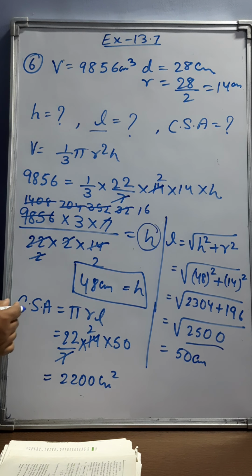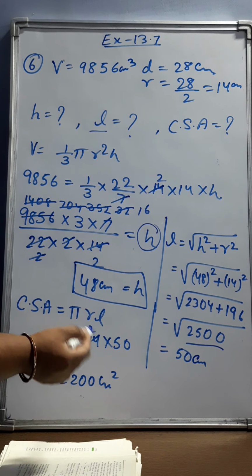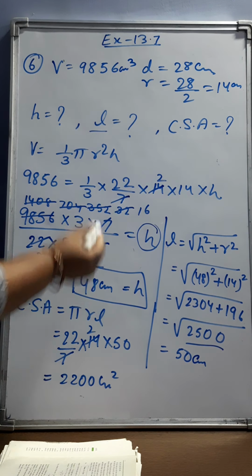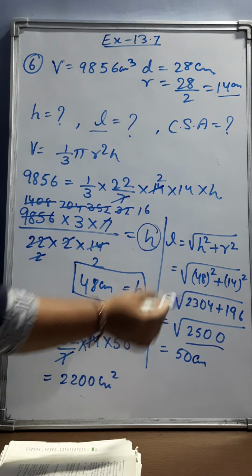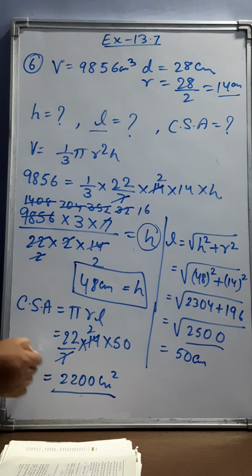Now we have to calculate the curved surface area. The formula of curved surface area of a cone is pi rl. By putting the values 22 by 7, radius 14 centimeter and slant height 50, and calculating this, we get 2200 centimeter square.